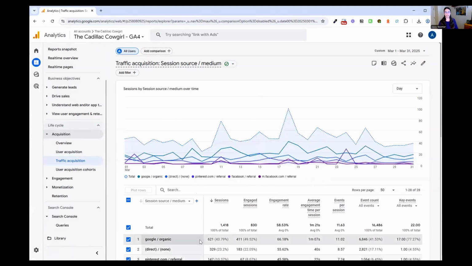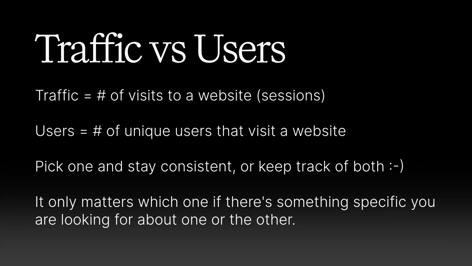And what we're looking at is here's your number of 1,418 sessions. Now, this is not users, this is sessions. What's the difference? So if I go to a website 3 times, I count as 1 user. For traffic acquisition, if I go to a website 3 times, that counts as 3 visits, 3 times that somebody has visited your website, even if it's the same person.